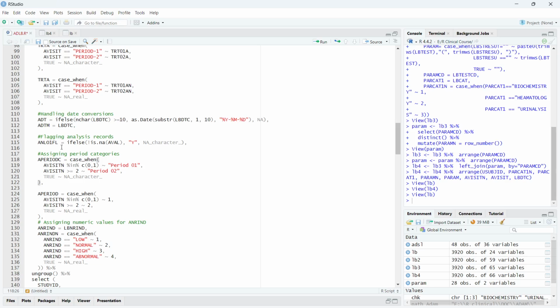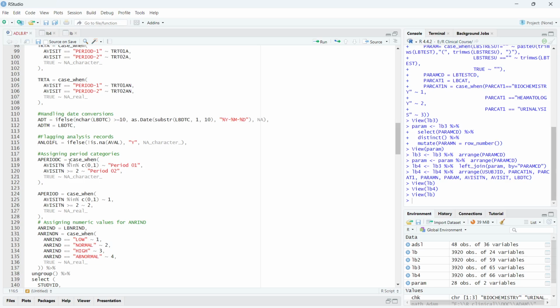And the next one, ANL01FL, the analysis flag. This is nothing but if the analysis value is not missing, the initial part, then that record we consider as a Y, else we give it as a no.